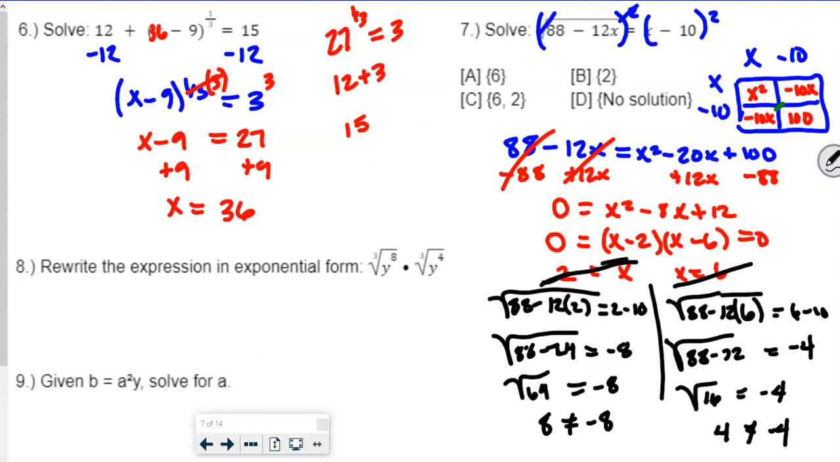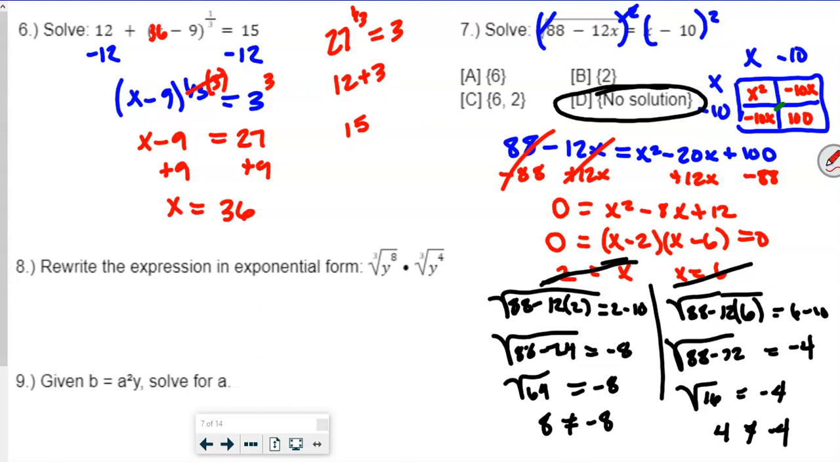So what does that mean? That means I have no solution because neither one of those work. Okay, so you must check your answers, guys. Because you could have no solutions, you could have one of these work, you could have both of these work. So you have to check them, okay?